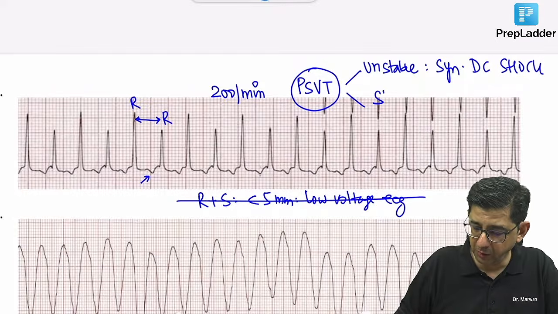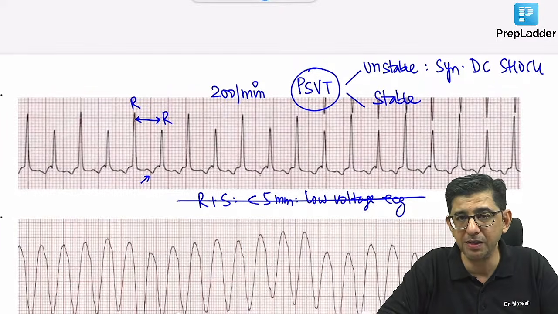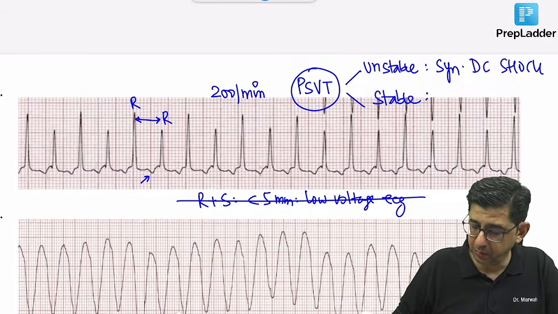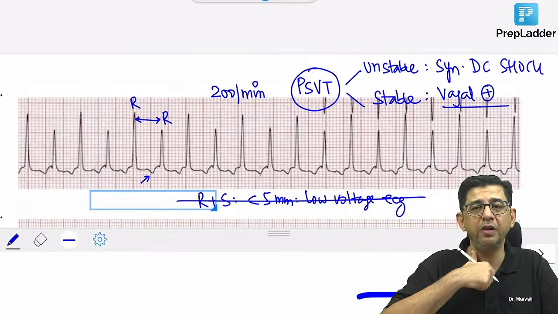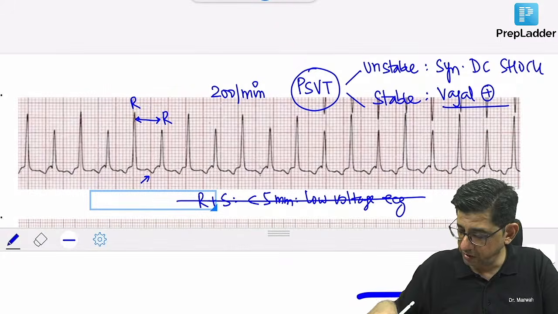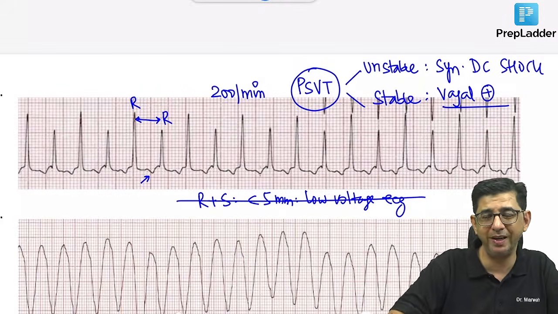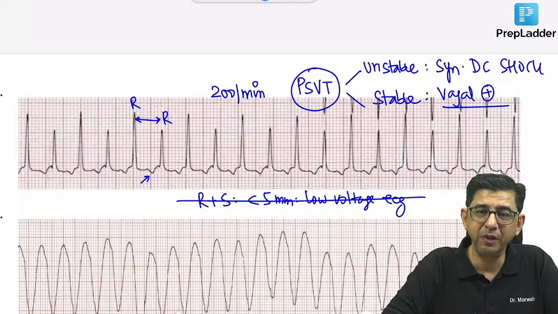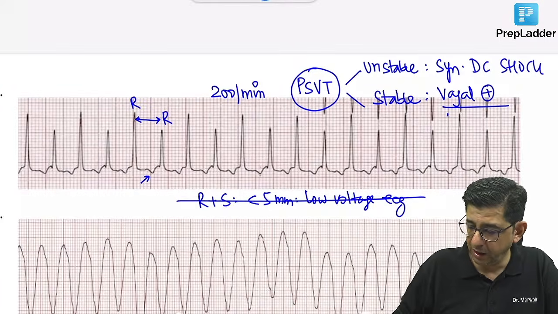But if it is a hemodynamically stable patient, the cutoff for stable would be a value of more than 90/60. If it is hemodynamically stable, then go in for vagal stimulation first. Vagal stimulation would be like carotid sinus massage, or instead of carotid sinus massage, another thing can be like a modified Valsalva maneuver where you blow into a syringe. Instead of this, we can also use the face ice pack. So vagal stimulation has to be there. And after vagal stimulation, then we need to give adenosine to this patient.